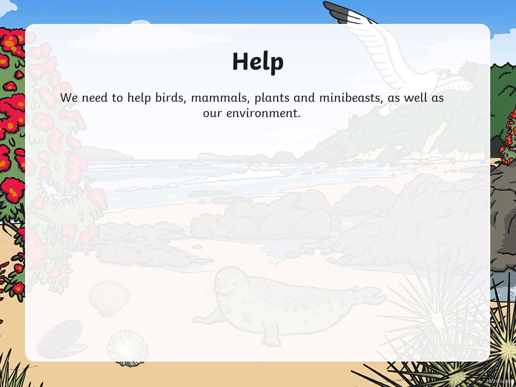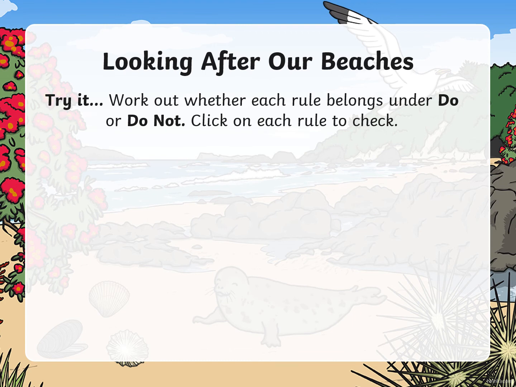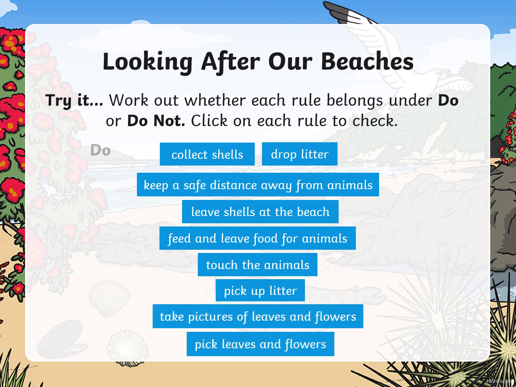Okay, here is your task for today. We need to help birds, mammals, plants and mini beasts as well as our environment. Think about what could we do to help look after our beaches? Any ideas? You are going to work out whether each rule belongs under do or do not. So here are the rules. I'm going to read through them now.